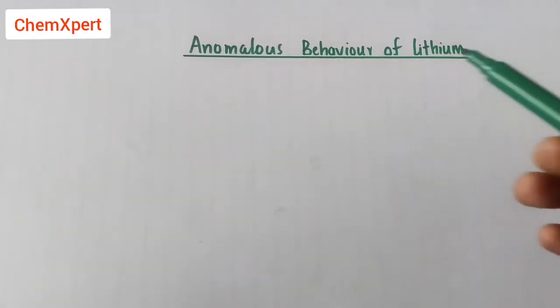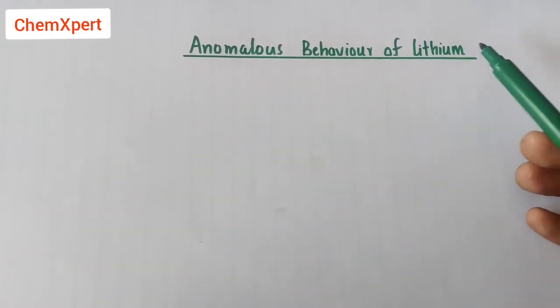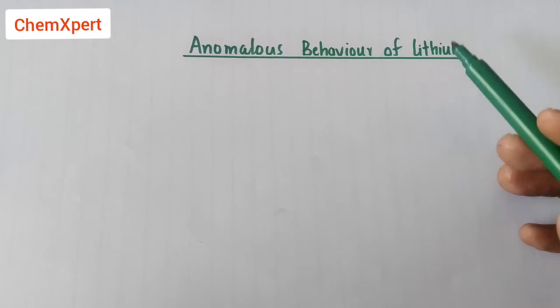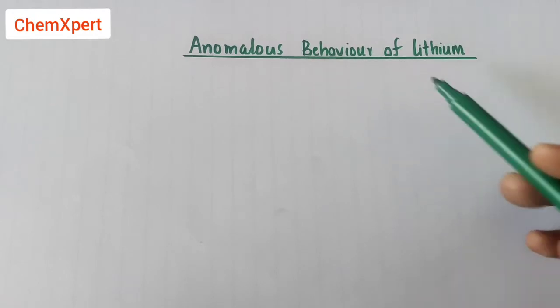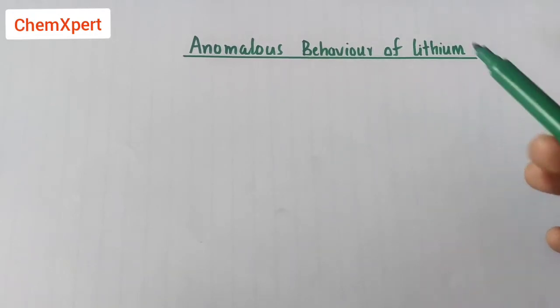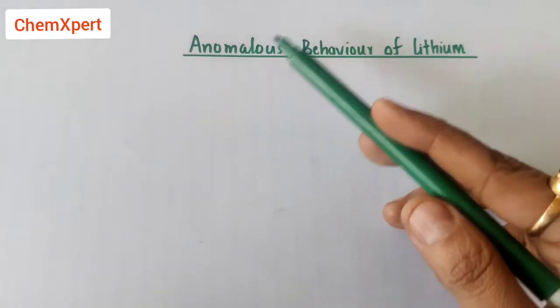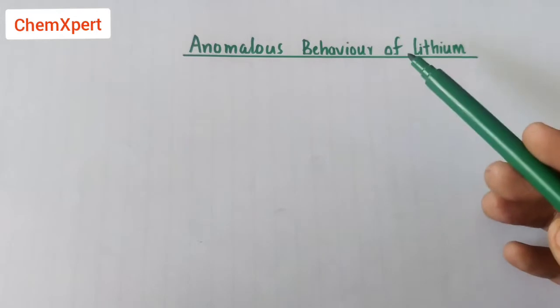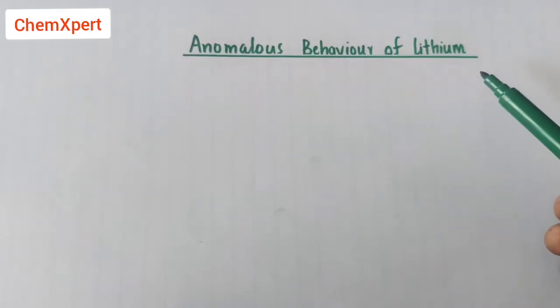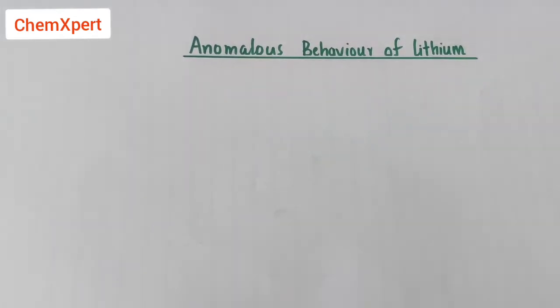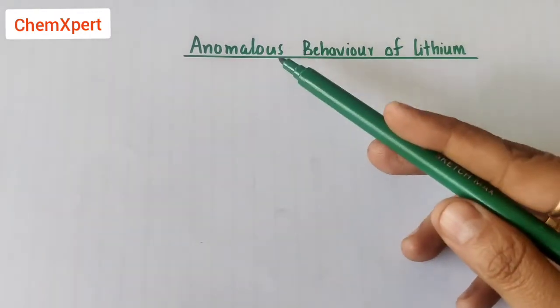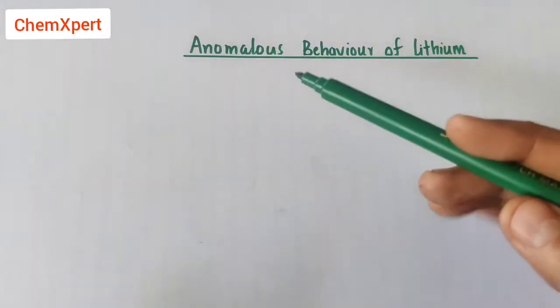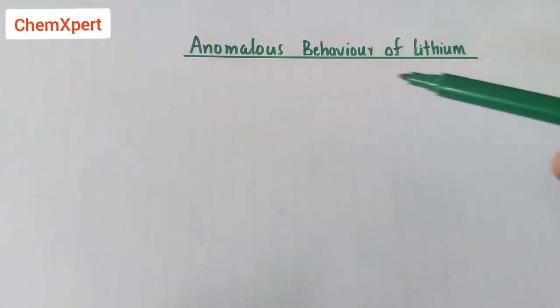Hello everyone, in this video we will discuss why lithium behaves differently from the rest of its group members, and this property is known as the anomalous behavior of lithium. That is why lithium behaves differently from the rest of its members. And this is the property which is shown by every first member of the s and p blocks.